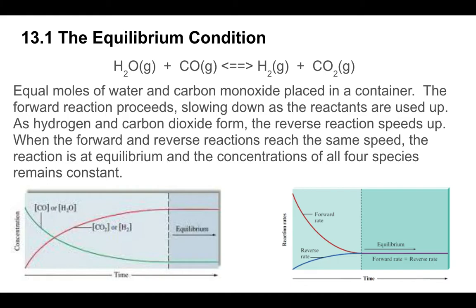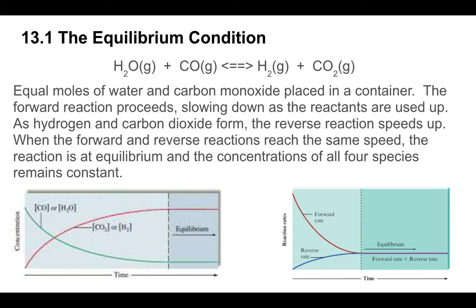But anyway, we have equal moles of water and carbon monoxide in this container because we placed them in there that way. And then the forward reaction is proceeding. So as the carbon monoxide and water vapor concentrations go down, the carbon dioxide and hydrogen concentrations go up. Now in the left graph, we see the changes in concentration, and the dotted line, everything to the right would be once the system has reached equilibrium. Notice the graph is flat at that point.